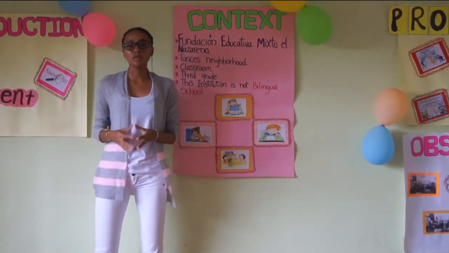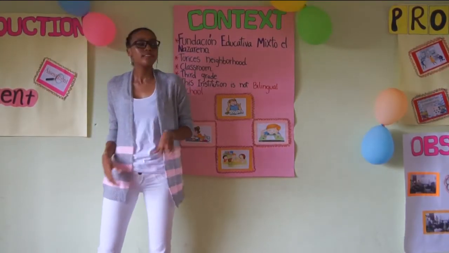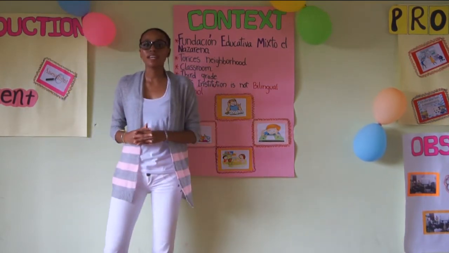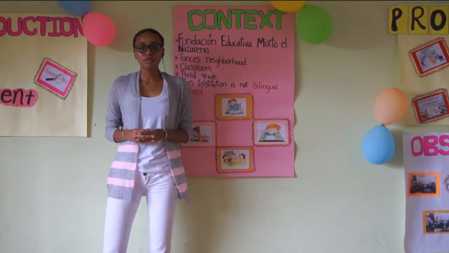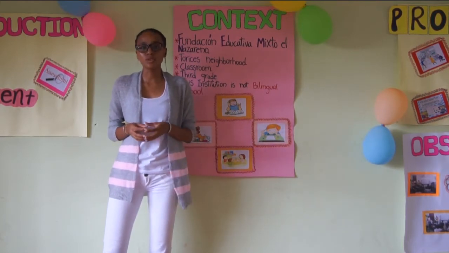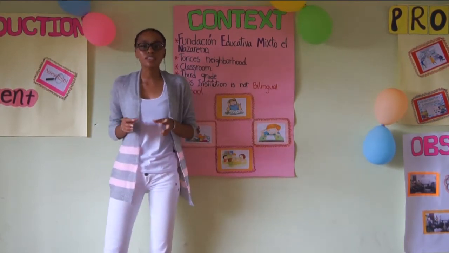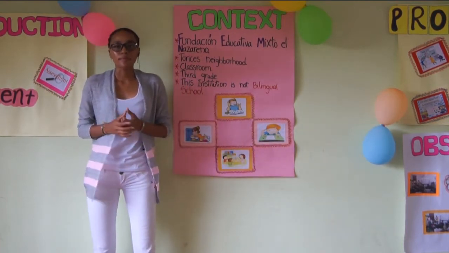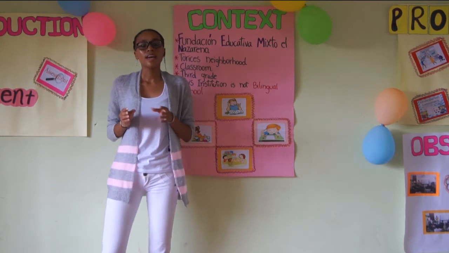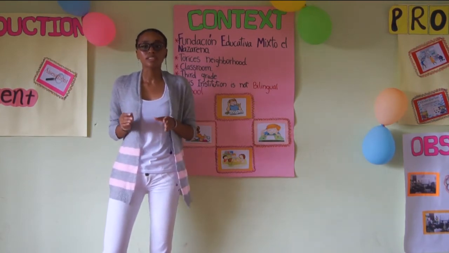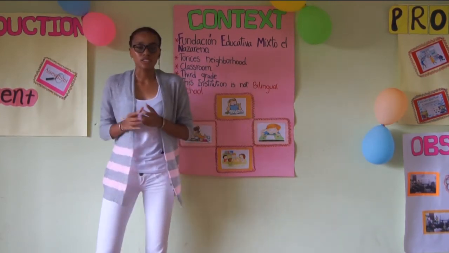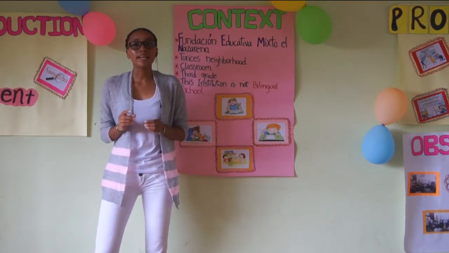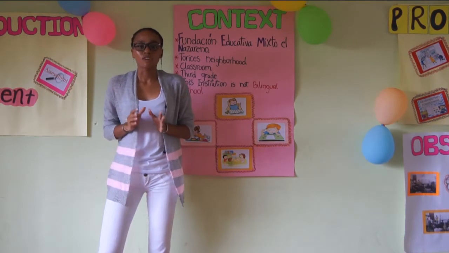After the introduction, we have to observe the context. The name of the school is Fundación Educativa Milton Nazareno. It is located in the Torices neighborhood with a population of social strata 1 and 2. It is a 2-story building with 12 classrooms. This institution is only primary level, from pre-kinder until 5th, but 4th and 5th are in the afternoon. This institution receives children with special needs, but this is not a specialty of the school.